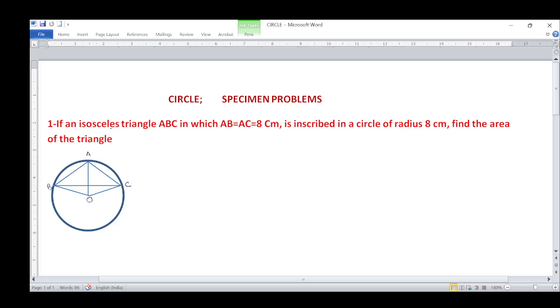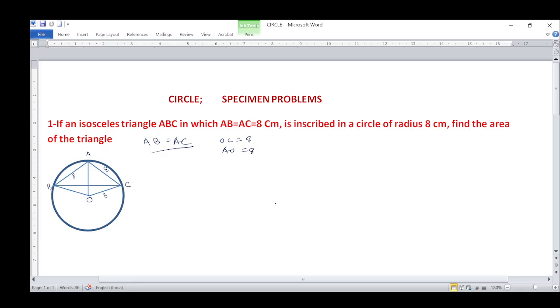It says if an isosceles triangle, isosceles means two sides are equal, AB is equal to AC, both are 8, this is 8, this is 8, and inscribed in a circle of radius 8. So this is 8, OC is 8, AO is also 8. So he is asking to find the area of the triangle.